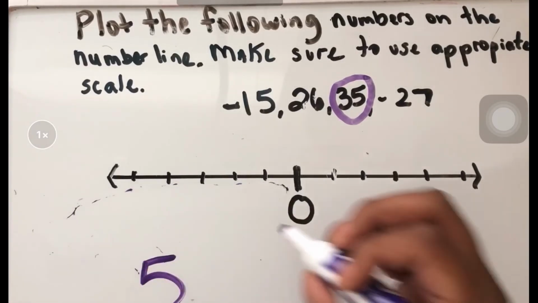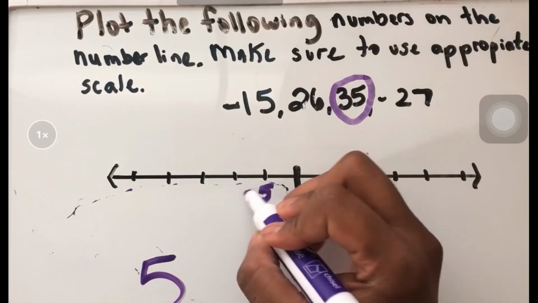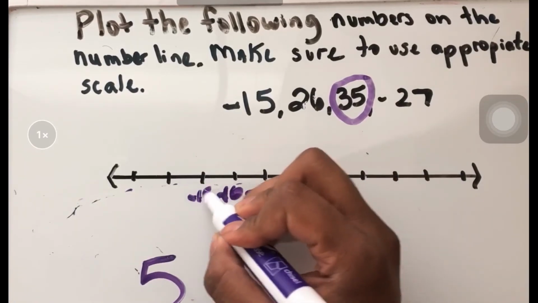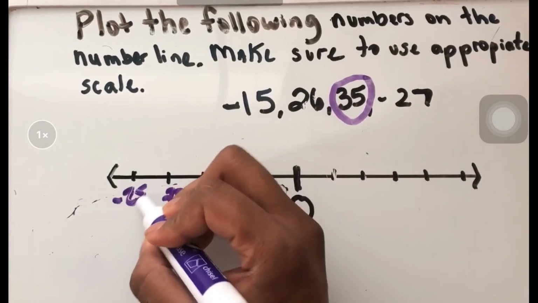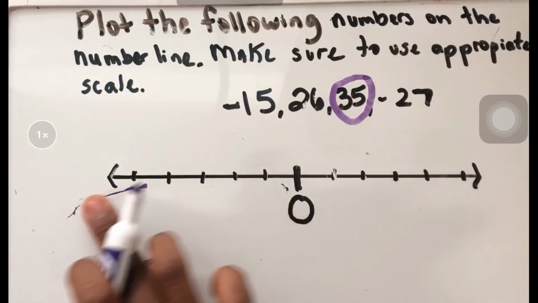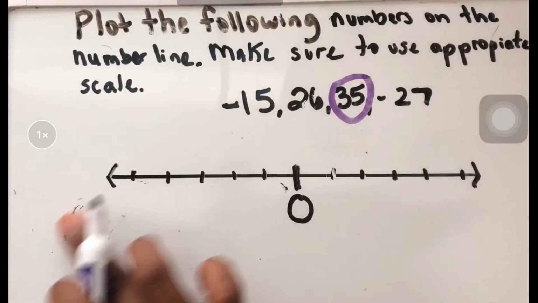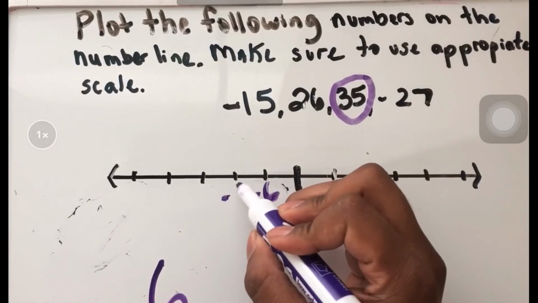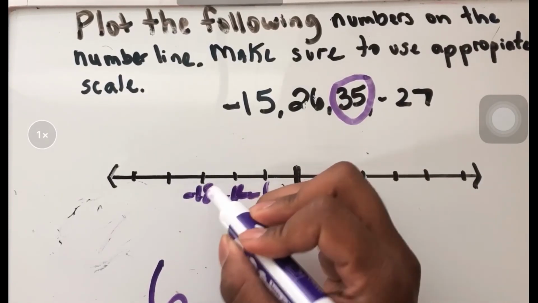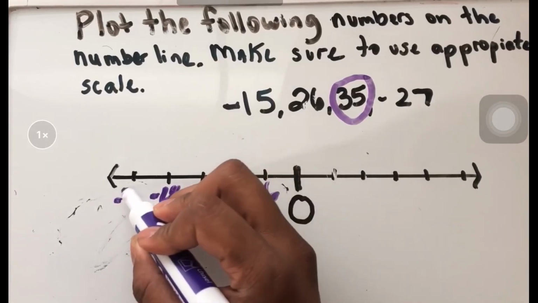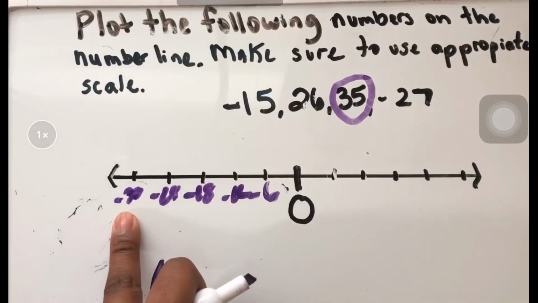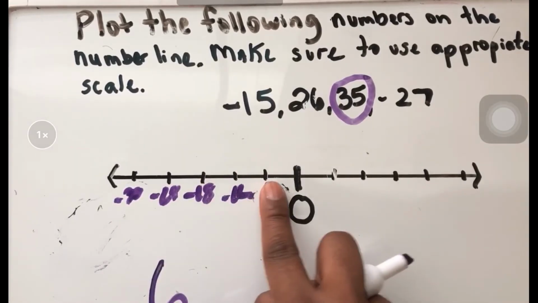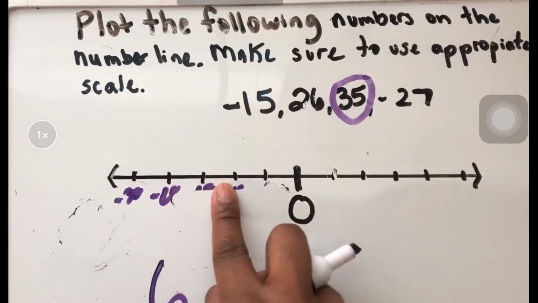Let's try 5 now. -5, -10, -15, -20, -25. Nope, that's still not enough. Let's try 6. -6, -12, -18, -24, -30. We're getting closer, but that's still not enough because I cannot plot -35 on the number line as it is right now.